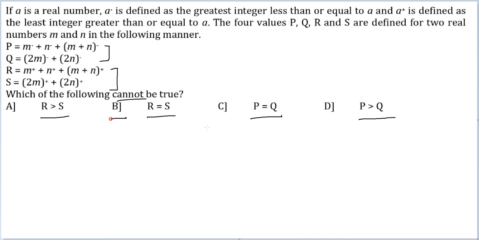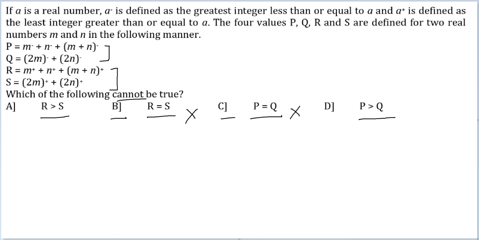Now, options B and C are definitely incorrect. Why they are definitely incorrect is because if you simply take m equal to 1 and n equal to 1, you get 1 plus 1 plus 1 plus 1 equal to 4, and 2 into 1 plus 2 into 1 equal to 4. So R equal to S you can definitely get. So this can be true. Similarly, take P equal to Q: 1 plus 1 plus 1 plus 1, 2 plus 2, 4. So this can definitely be true. So options B and C are eliminated.